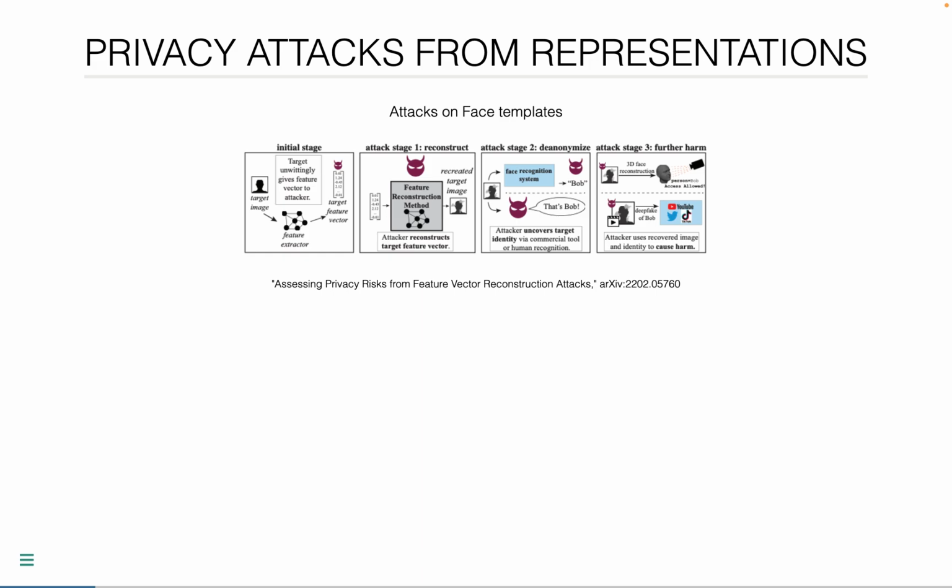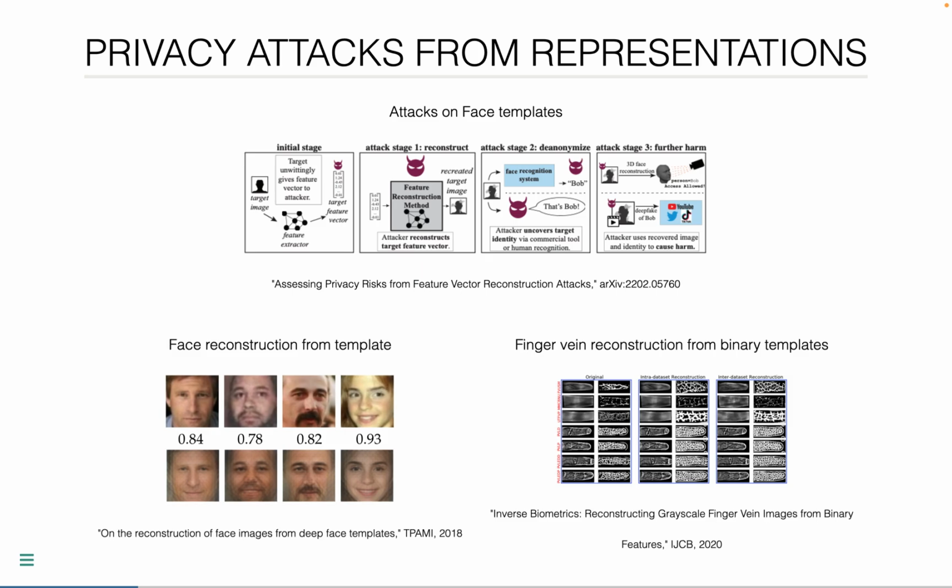For example, given access to the features, we can reconstruct the raw biometric or de-anonymize the user or cause further harm in downstream applications. In fact, recent work has shown that the original biometric samples can be reconstructed from the templates. Here are examples for face and finger vein reconstructions that match well against a gallery.